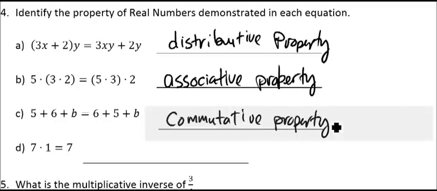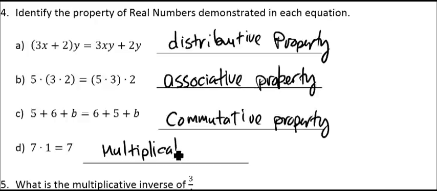And finally, part D, 4D, is the multiplicative identity. And I'm glad that we had our conversation about these properties in class today when we talked about properties of equality.